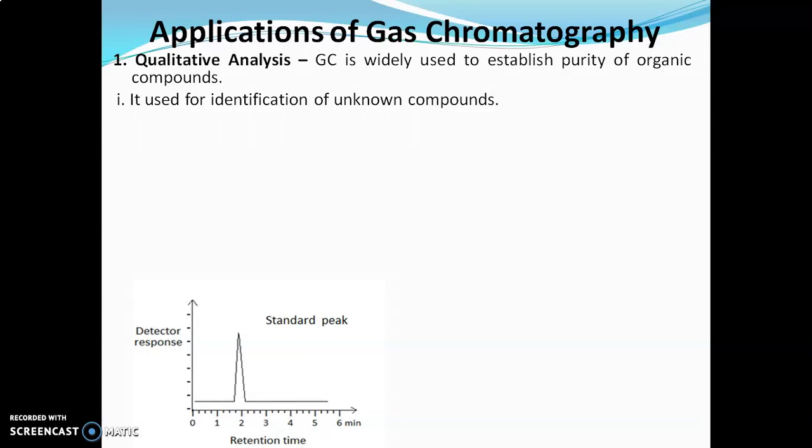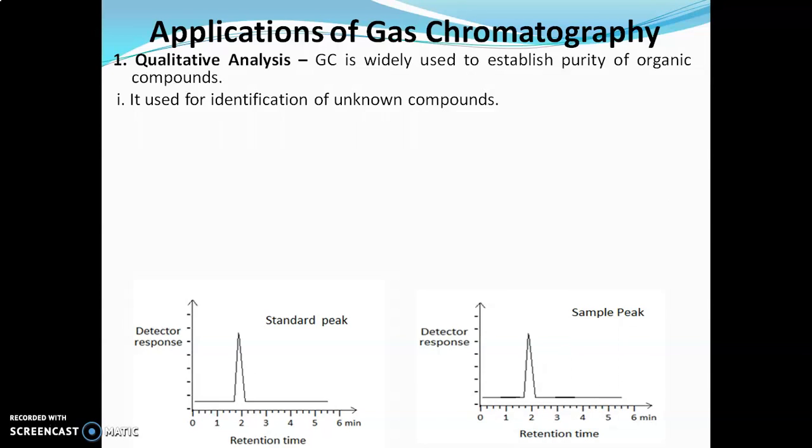On the x-axis there is retention time, and on the y-axis there is detector response in the chromatogram. Now suppose this is the chromatogram of the standard substance and this is the chromatogram of the sample substance. In identification we have to compare the retention time of both. These standard and sample peaks are taken under identical instrumental conditions, like flow rate of the mobile phase, temperature of the column, and detection system. These identical conditions are followed for both the standard and the sample run.